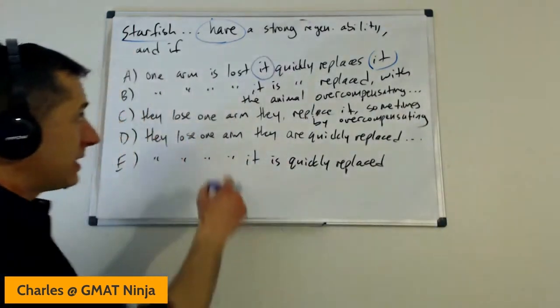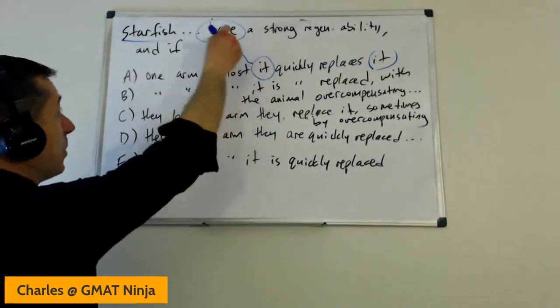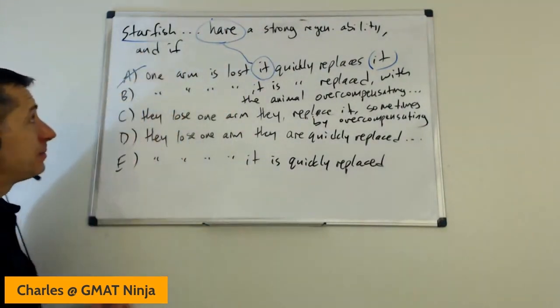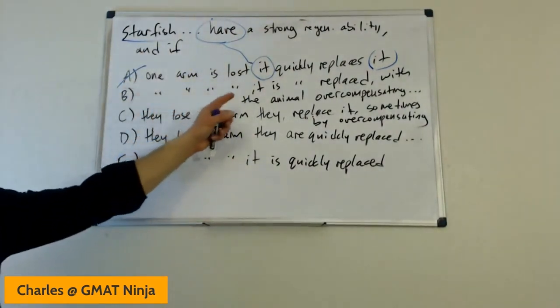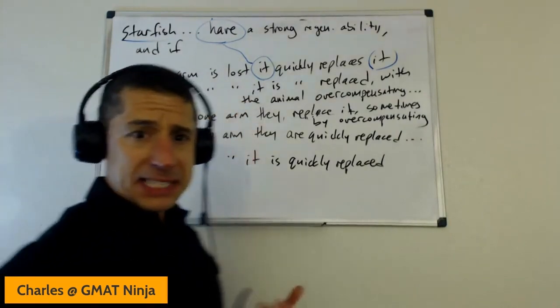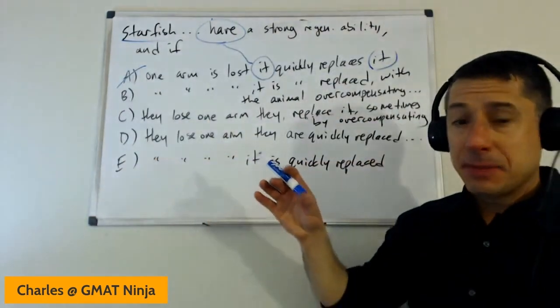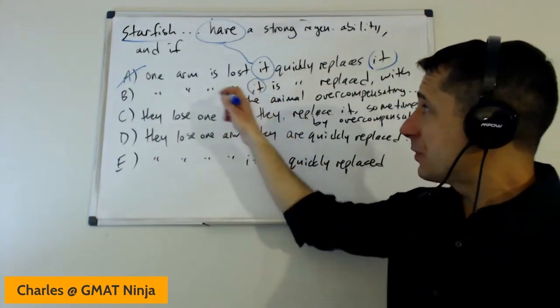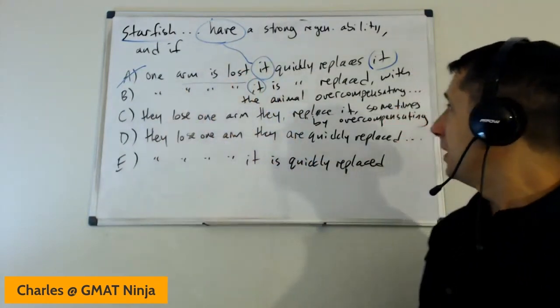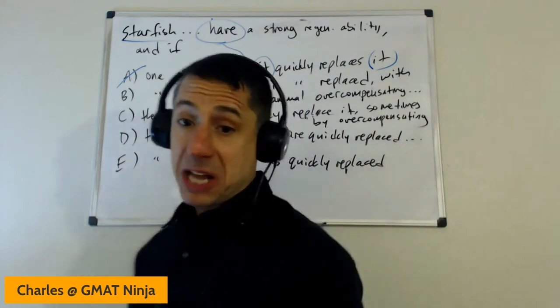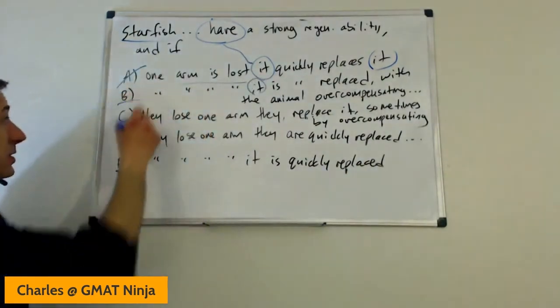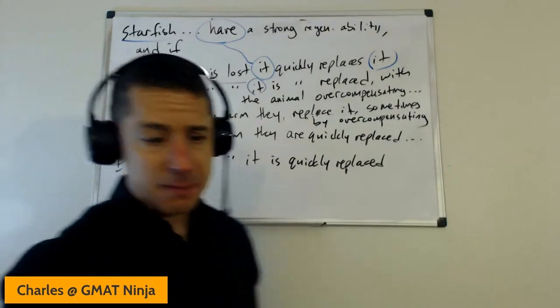But here, obviously, the issue is the it has to be starfish, but we know that starfish is plural, so A is out. B, if one arm is lost, it is quickly replaced. Now we've gone passive voice, it is replaced. But at least that makes sense because the it is referring to the one arm. That's good. With the animal sometimes overcompensating, growing an extra one or two. Okay, cool. That's not bad. I don't have any issues there, at least not yet. Maybe I'll see something better.